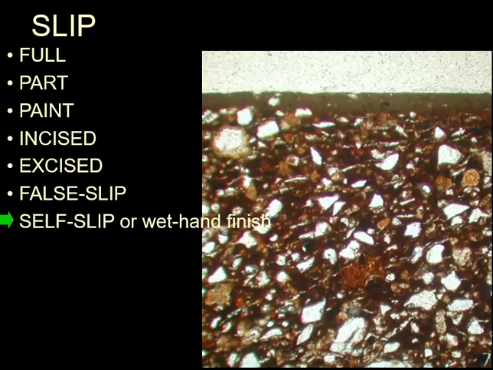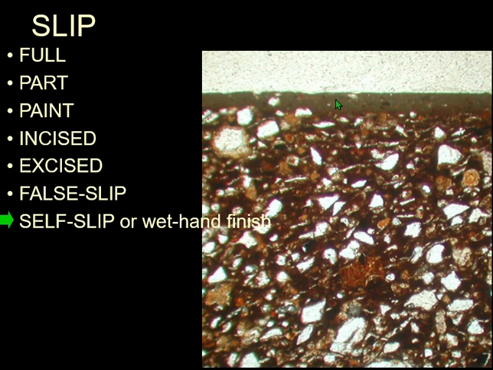Then you have a self slip, also called a wet hand finish. This is another way of creating a clay rich layer on the outside. And what you do is you have your hand, it's wet, that's why it's called a wet hand finish, and you smooth it over the surface. It's very easy if it's, say, spinning on a wheel or something like that. And while you're doing that, what that does is bring the clay out to the surface to make this more clay rich layer right near the surface of the vessel.